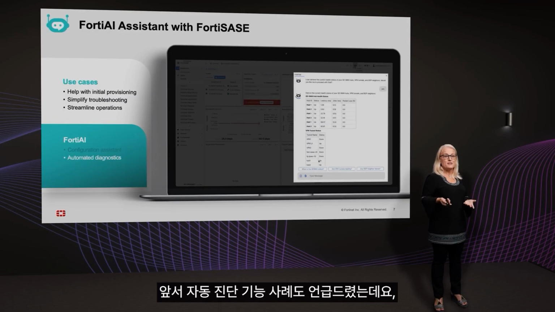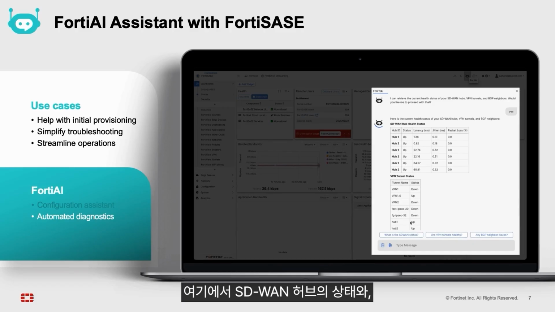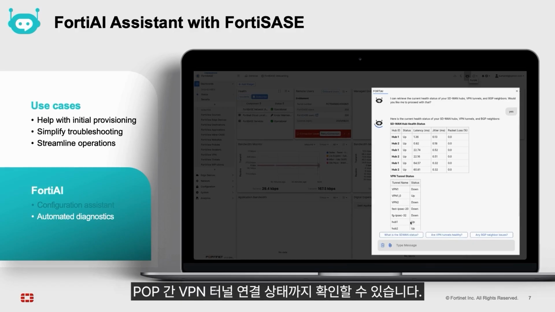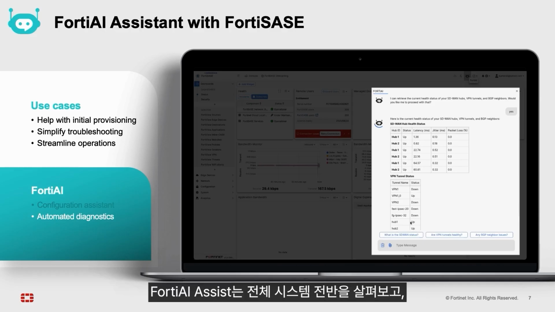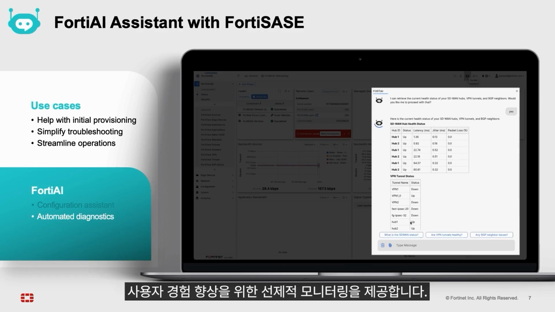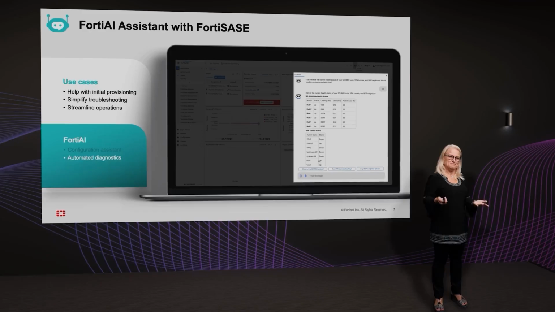I also talked about that use case where you can have automated diagnostics. Here you can see the SD-WAN hub's health status, as well as the VPN tunnel status for POP connectivity. So FortiAI Assist can really look through the whole system, the whole FortiSASE, as well as SD-WAN connectivity and integration, and enable that proactive monitoring for seamless user experience.